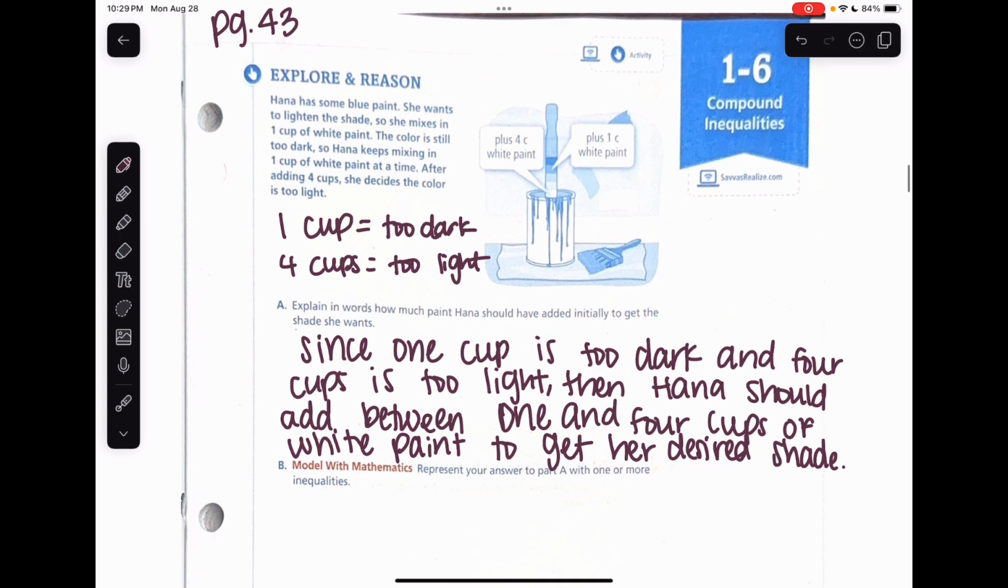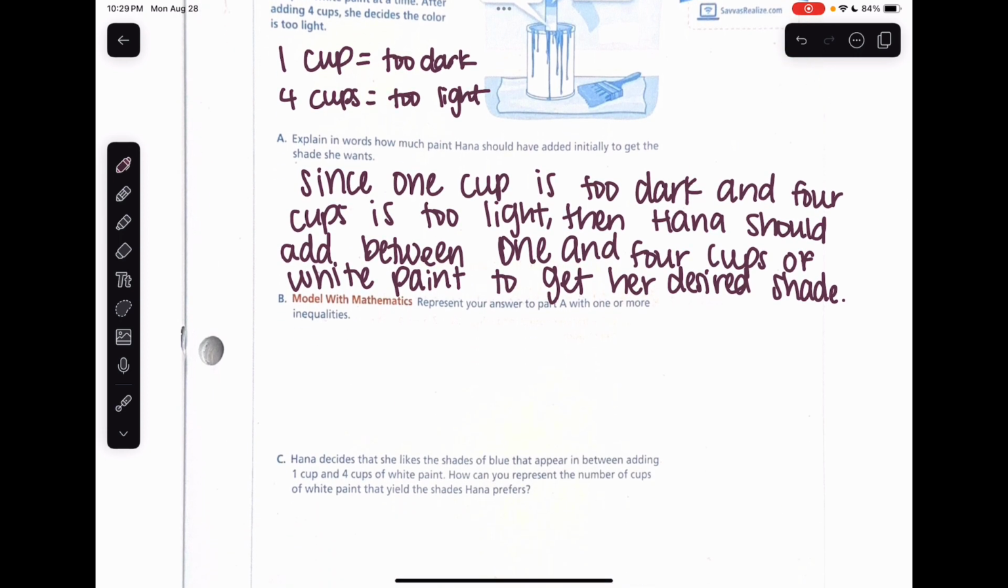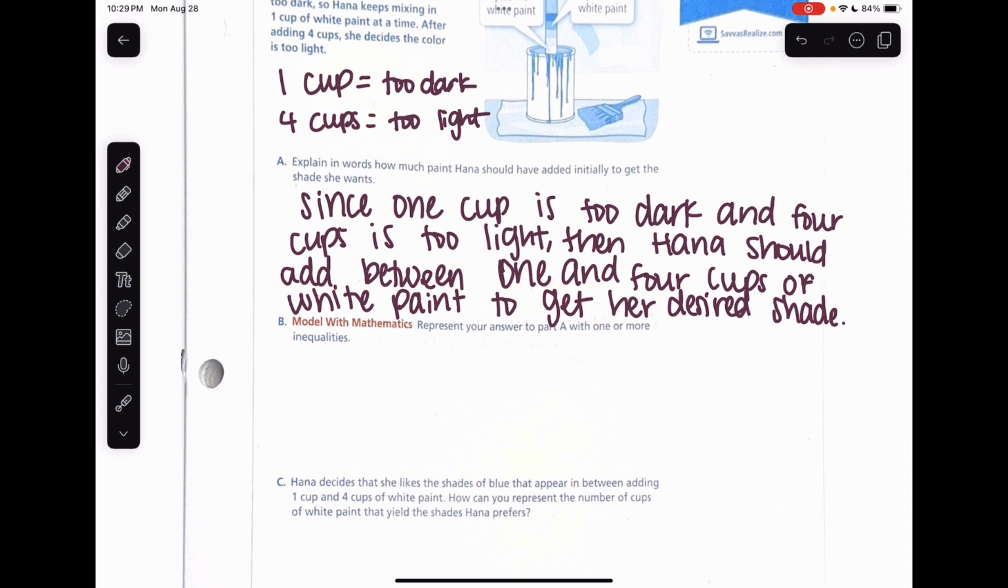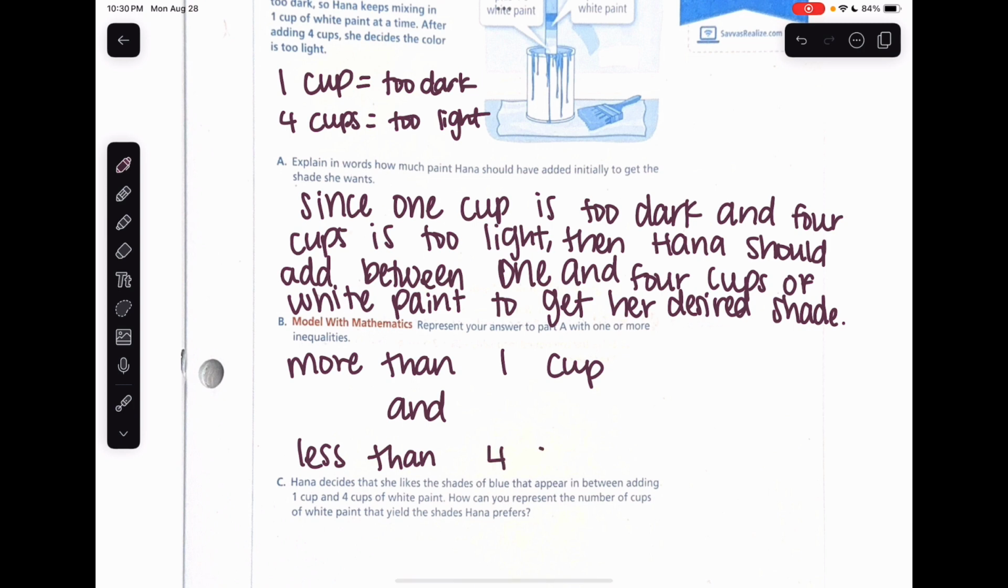Okay, so there's that. Part B says, represent your answer to part A with 1 or more inequalities. So again, the 1 cup was too dark, and the 4 cups was too light. So she needs more than 1 cup, and she needs less than 4 cups.